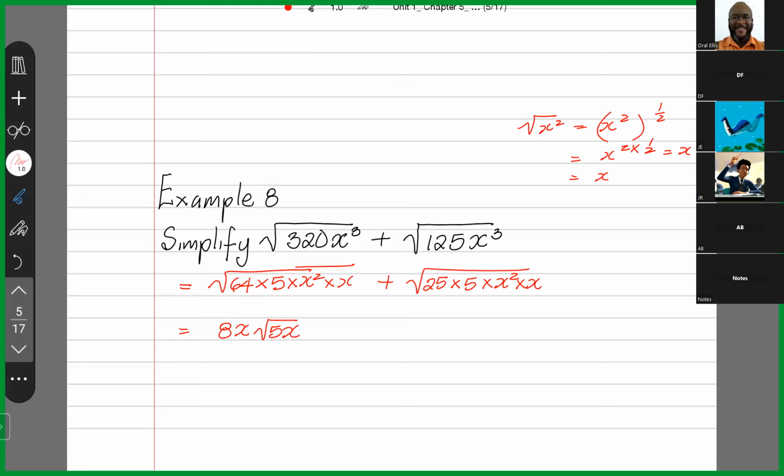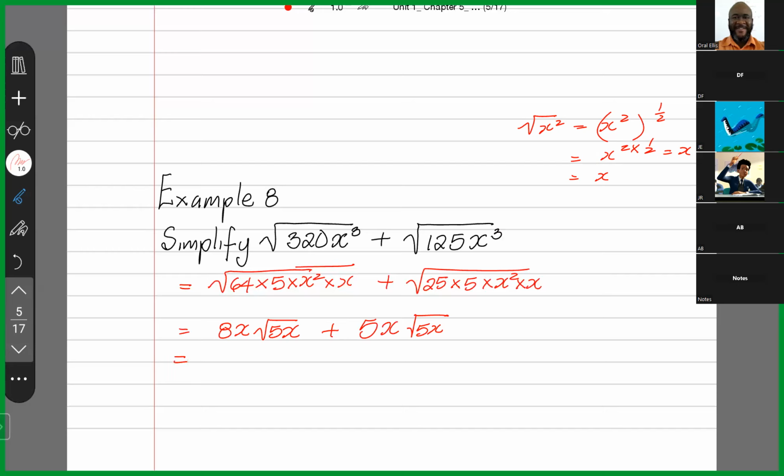The square root of 64 is 8. The square root of x squared is x. And what we have left under the bracket is 5x. Plus, over to the right, the square root of 25 is 5. The square root of x squared is x. And left under the bracket is 5x.